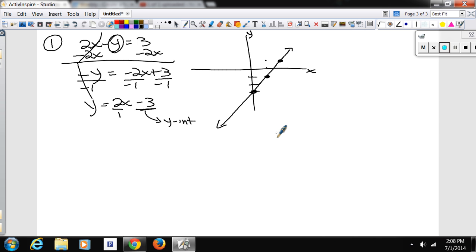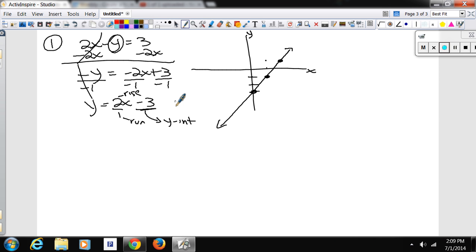So that's how you're going to do the first 18. Get y by itself. Find the y-intercept where it touches the y-axis. Make the slope a fraction and do rise over run from the y-intercept. And you'll have them.